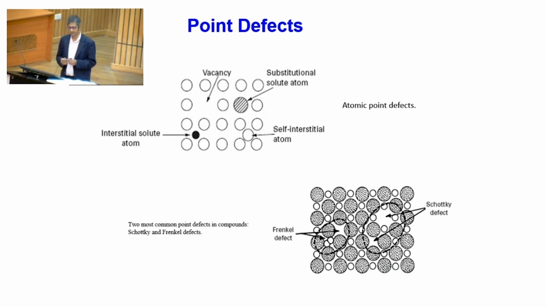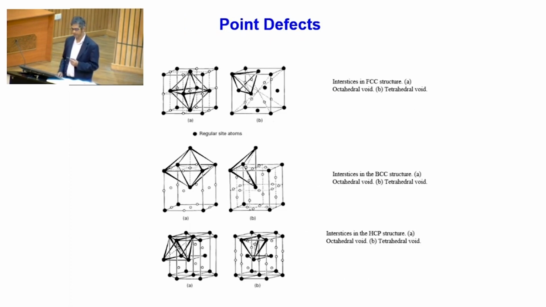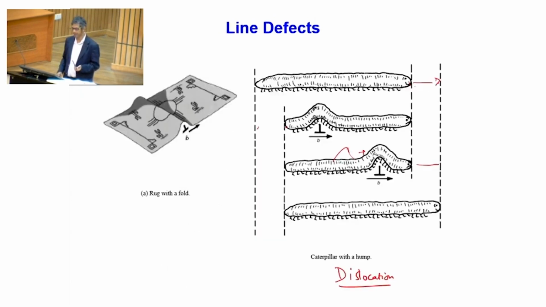Then we will discuss something about the point defects. You know, defects can be point defects. Point defects can be vacancy or interstitial, or maybe substitutional solid atoms, or maybe self-interstitial in the case of normal metallic materials. In the case of ceramic or ionic materials, you can have Frenkel or Schottky defects. All of you have probably read about it. Okay, there are different types of voids, like octahedral and tetrahedral voids. They are also point defects.